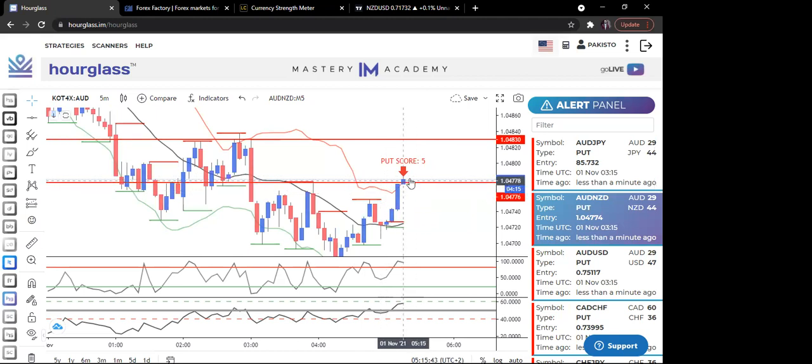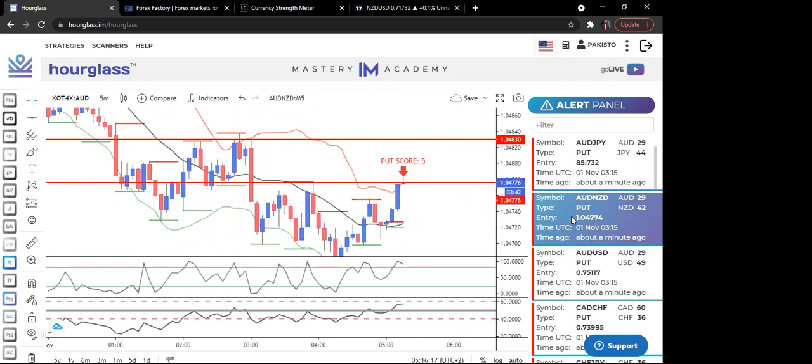It broke our zone heavily to the upside, but I am still anticipating a push back down on AUD/NZD. NZD is still stronger than AUD. All right, so there we go. Look at that push, guys. Okay, I'm still confident in the push to the downside here. I'm still confident, guys, in the push to the downside on AUD/NZD.